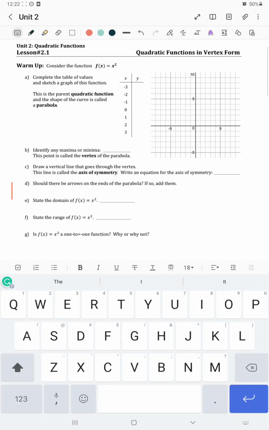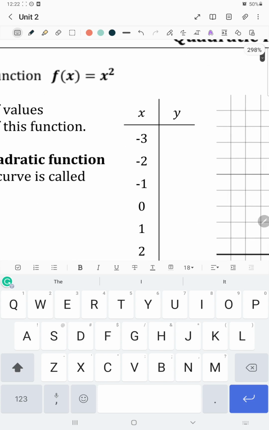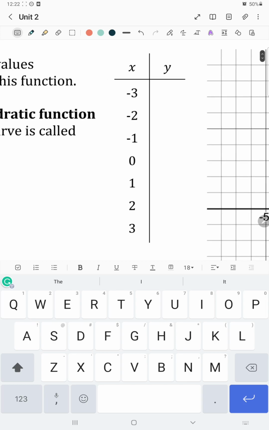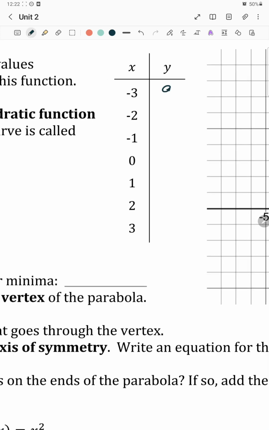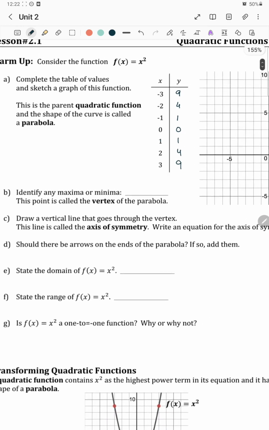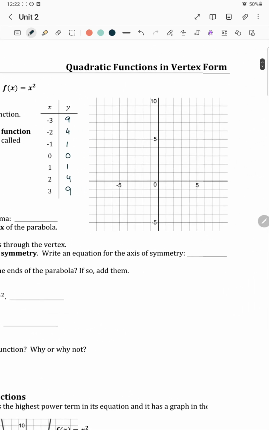Consider the function f of x is equal to x squared. Complete the table of values and sketch a graph for this function. So if f of x is equal to x squared, it would be 9, 4, 1, 0, 1, 4, 9. Okay, now complete the table of values and sketch a graph for this function.